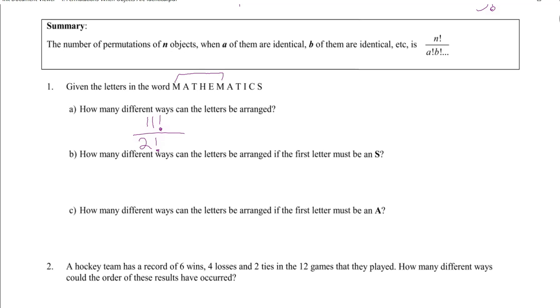So in every arrangement, if it starts with an M and ends with an M, we don't know which is the first M and which is the second M, so we divide by 2 factorial. We've got 2 A's, so we divide by 2 factorial. We've got 2 T's, so we divide by 2 factorial. H, E, I, C, S are single. So how many different ways? 11 factorial divided by 2 factorial, 2 factorial, 2 factorial.